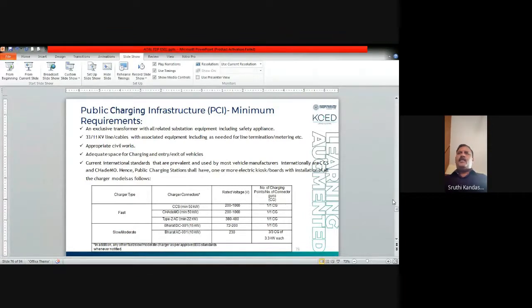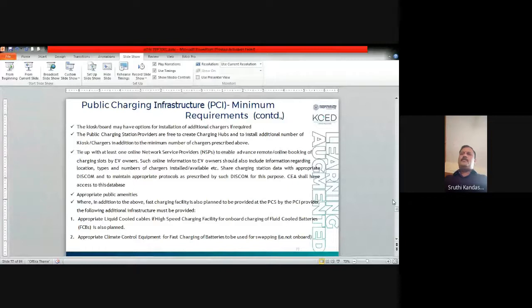Next, public charging infrastructure minimum requirements: kiosks or boards may have the option to install additional chargers if required. The public charging station providers are free to create a charging hub and to install an additional number of kiosks and chargers beyond the minimum number prescribed. Tie up with at least one online network service provider to enable advance remote online booking of the charging slots by the EV owners. Such online information to EV owners should also include the location, types, and the number of chargers installed, available, etc.